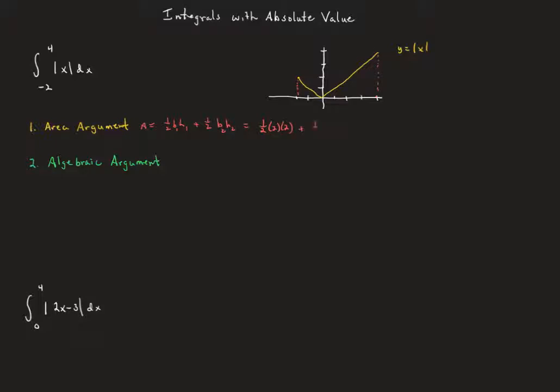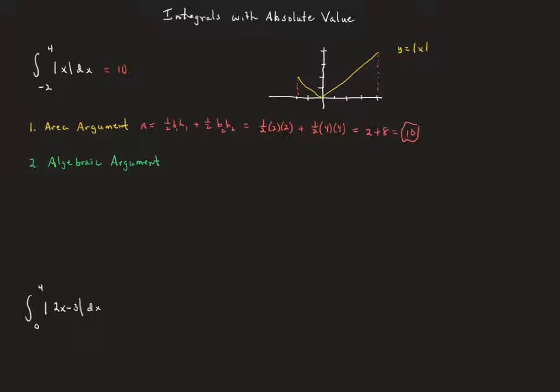Our second triangle has a base of 1, 2, 3, 4, and a height also of 4. And so 1/2 of 2 is 1 times 2 is 2. 1/2 of 4 is 2 times 4 is 8. So that is going to get us to 10. And that's the value of that definite integral. So the integral from -2 to 4 of absolute value of x dx is just 10.